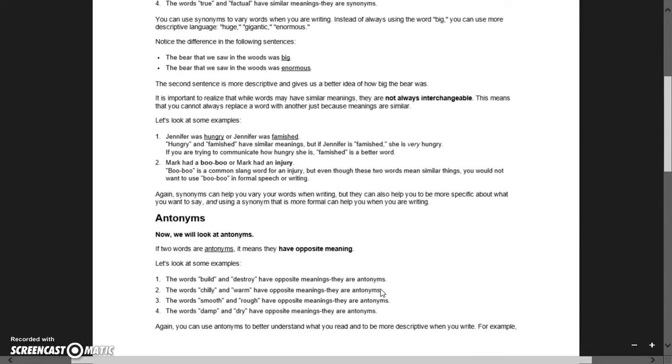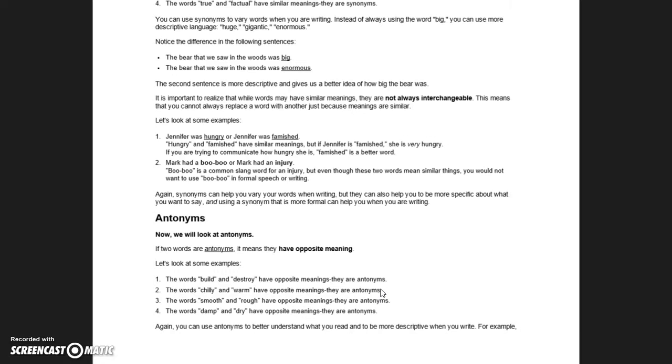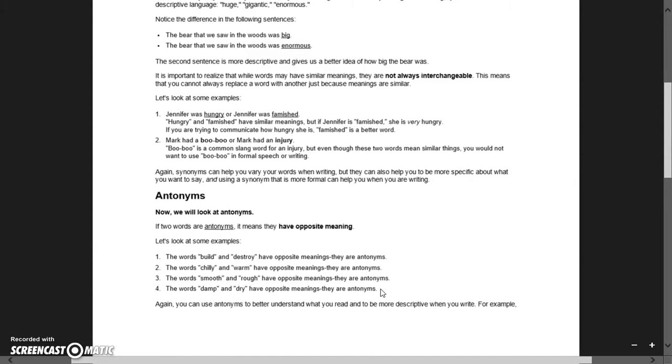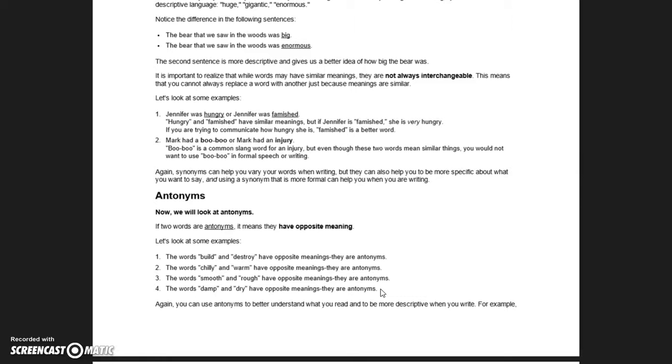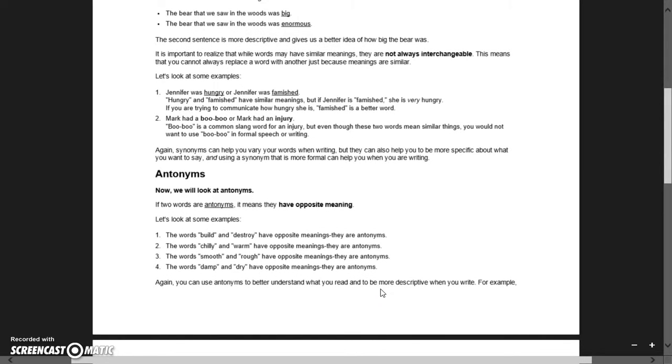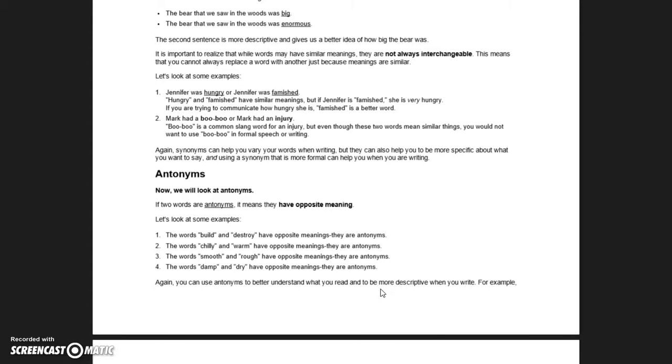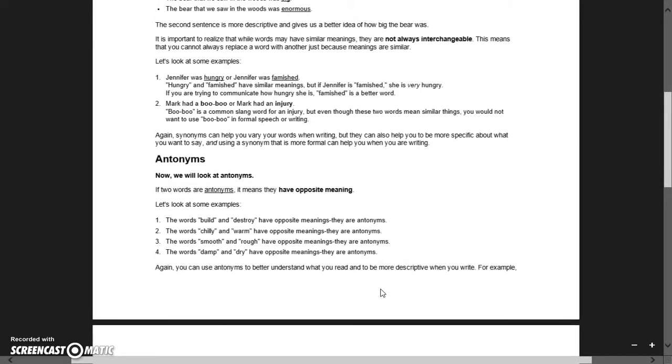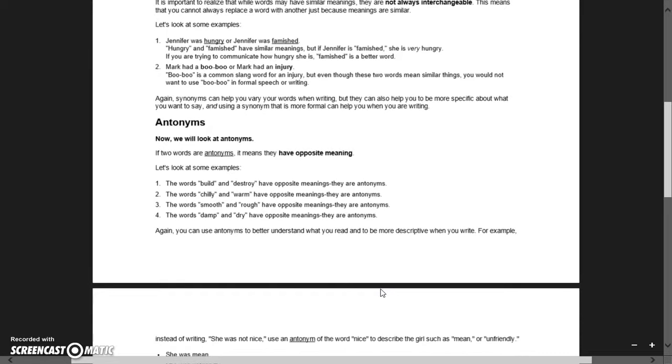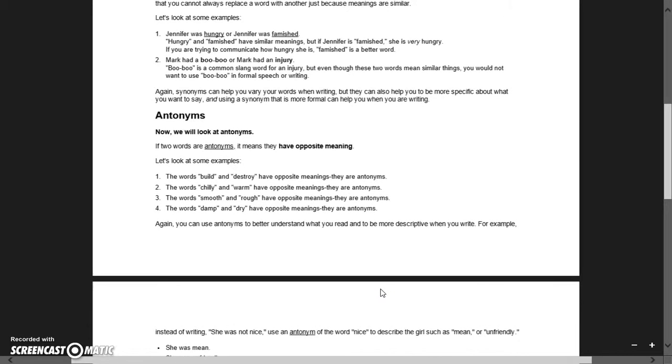Antonyms. Now we look at antonyms. If two words are antonyms, it means they have opposite meanings. Let's look at some examples. The words build and destroy have opposite meanings. They are antonyms. The words chilly and warm have opposite meanings. They are antonyms. The words smooth and rough have opposite meanings. They are antonyms. The words damp and dry have opposite meanings. They are antonyms.